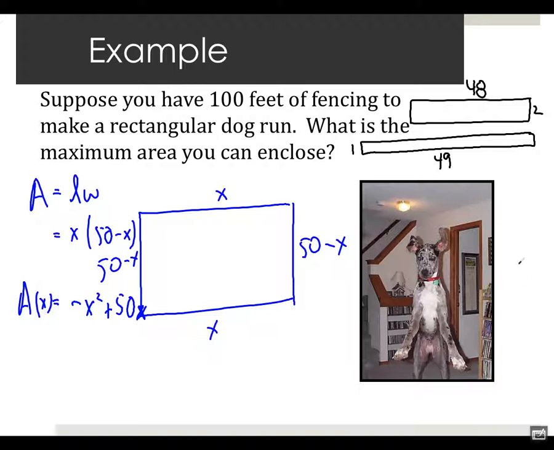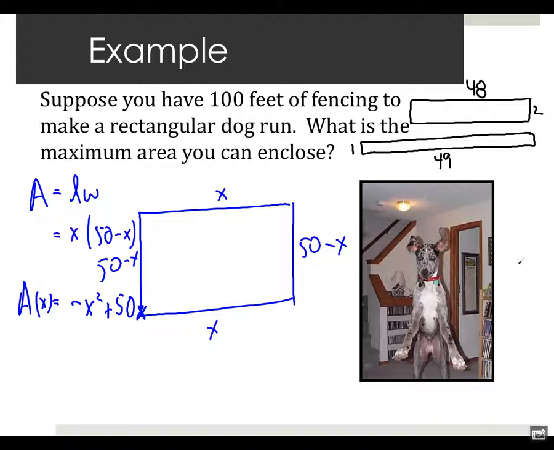49, area of this thing? 40. No. 96. 96. 96. So you see the area is going up. If we continue to shrink the pen, or the dog run I should say, it's going to get taller, and eventually we're going to find that maximum area.